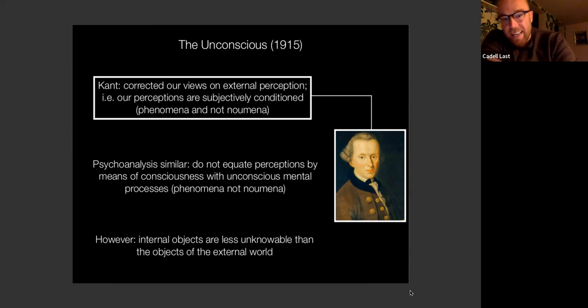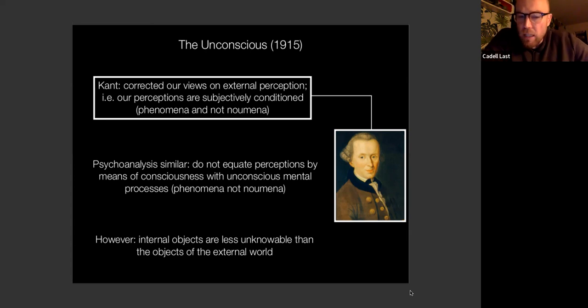So here, really what's at stake is thinking about what is the noumena as it relates to the phenomena in terms of the unconscious. I think how Freud's been thinking about it is that the instincts themselves are noumenal, whereas the ideational representations of those instincts are potentially phenomenal. However, the internal objects are less unknowable than the objects of the external world.